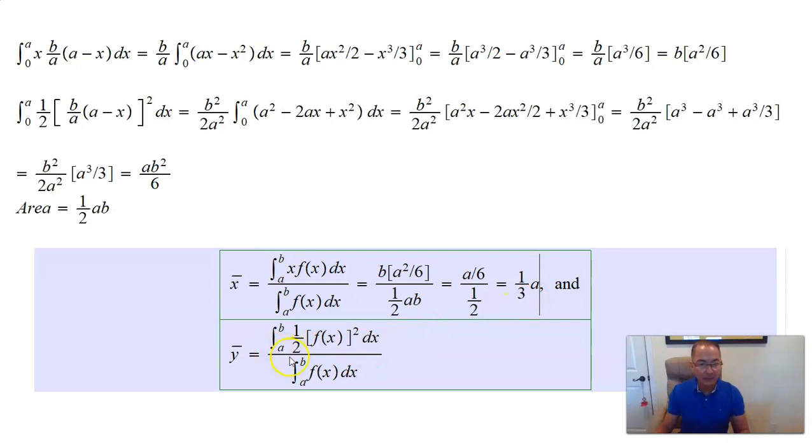Okay, so similarly, for y bar, we want the same denominator, so I'm going to copy this, but the numerator should be a b squared over 6.